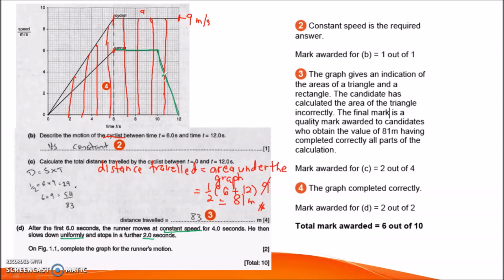Alright, so basically I hope that you know how to answer this kind of question, how to get full marks from this kind of question. Okay, thank you everyone.